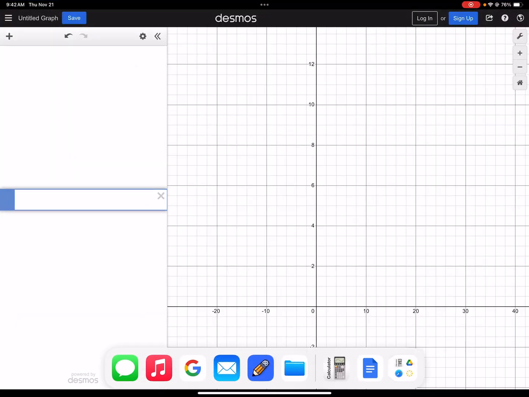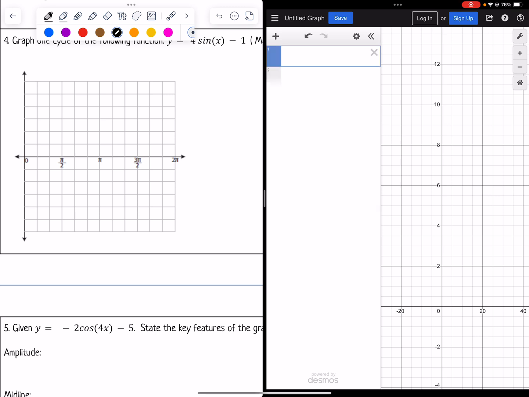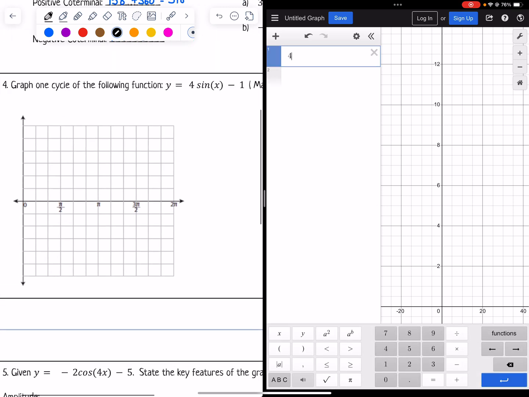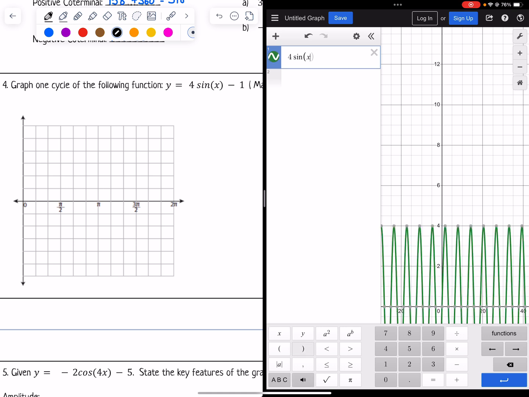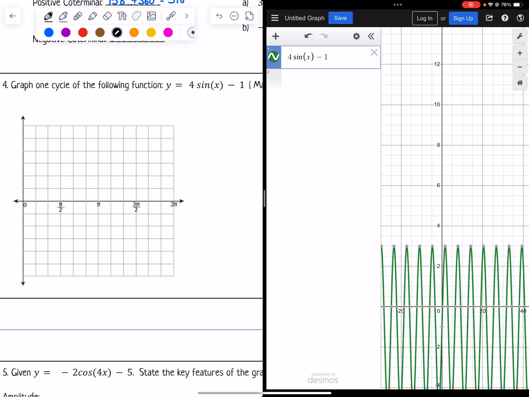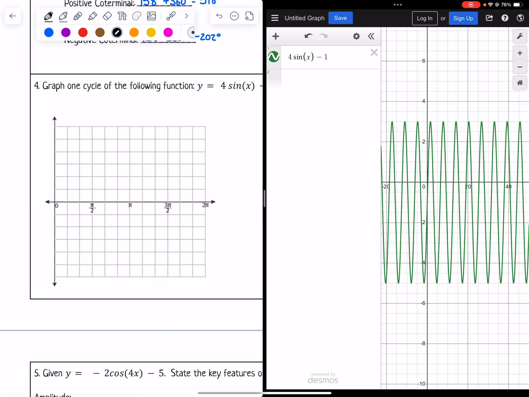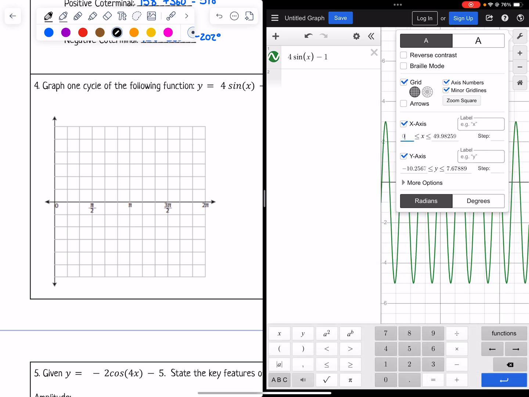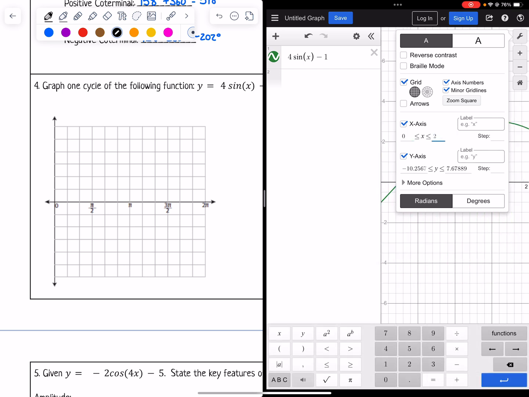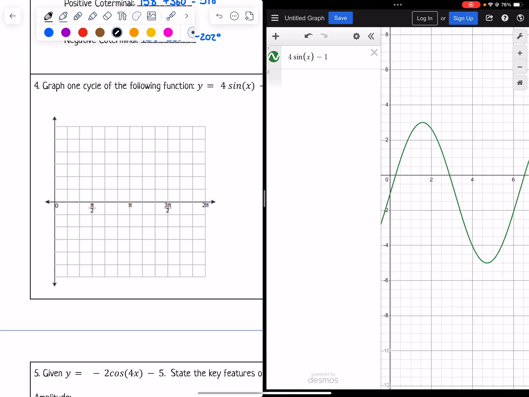Let me grab Desmos to help me out. And I'm going to type in just like it looks. So 4, you can type sine on your keyboard, or you can use the Desmos menu to grab it from your functions menu in there. And then minus 1. But then I just want one cycle, meaning like from 0 to 2 pi. So in my wrench, I'm going to change it from 0 to 2 pi because I just want to see that one completed cycle.